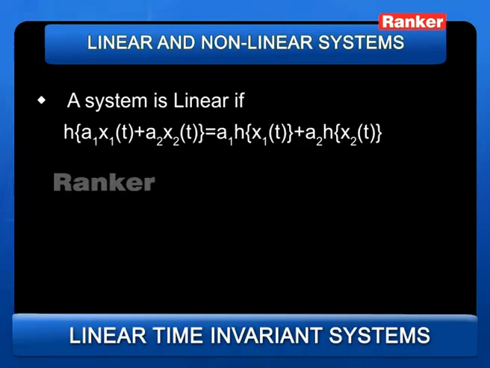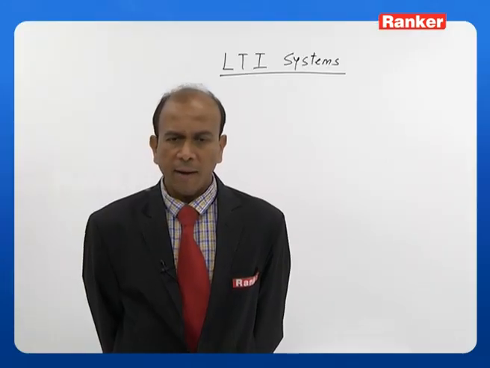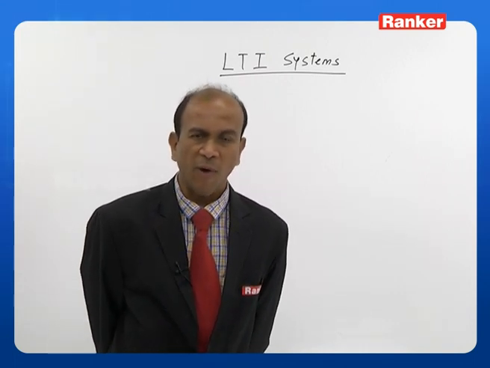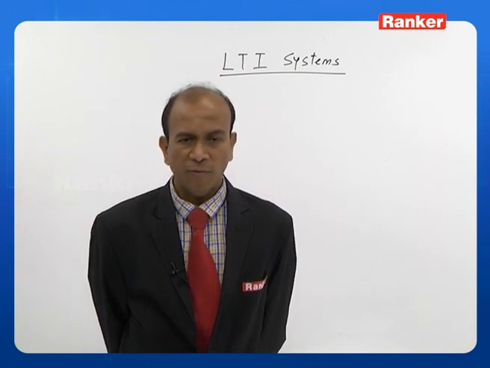We have put this here: a system is linear if h of a1 x1 of t plus a2 x2 of t equals a1 h of x1 of t plus a2 h of x2 of t. Here, h of x1 of t is y1 of t if we want to express it in terms of the response y1, and h of x2 of t will be equal to y2 of t.